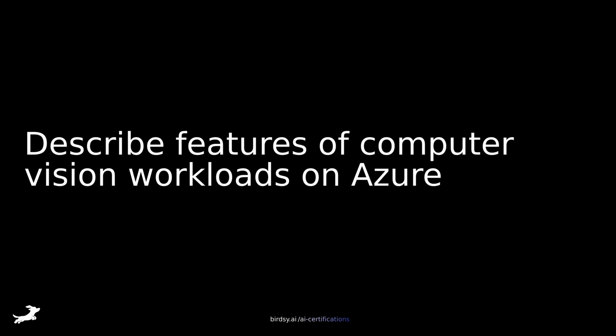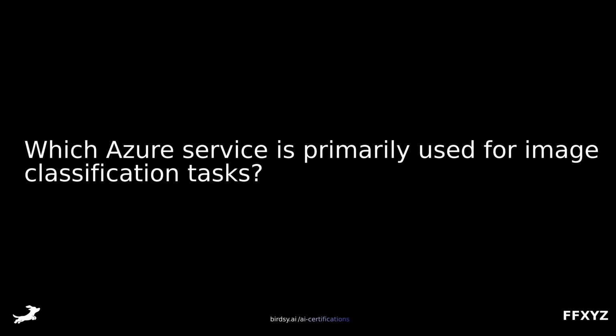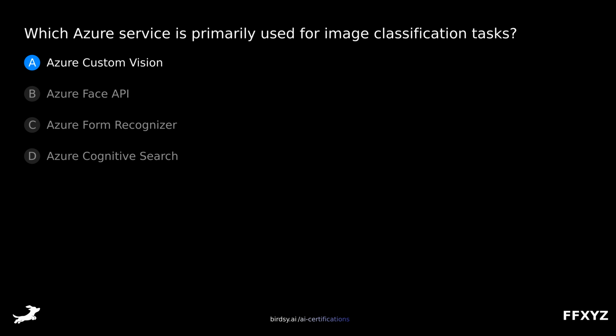Describe features of computer vision workloads on Azure. Image classification, object detection, OCR, facial analysis, and relevant Azure services. Which Azure service is primarily used for image classification tasks? Is it A, Azure Custom Vision? B, Azure Face API? C, Azure Form Recognizer? Or D, Azure Cognitive Search? The answer is A, Azure Custom Vision.